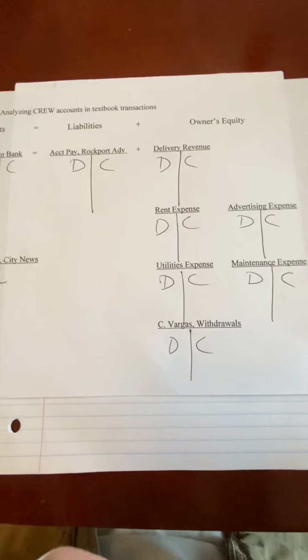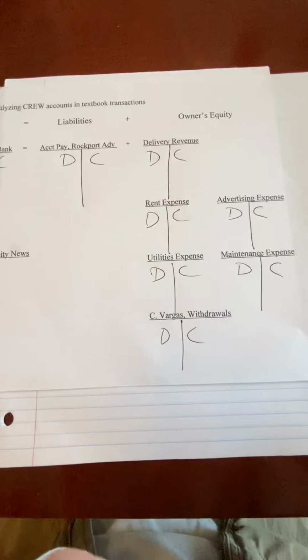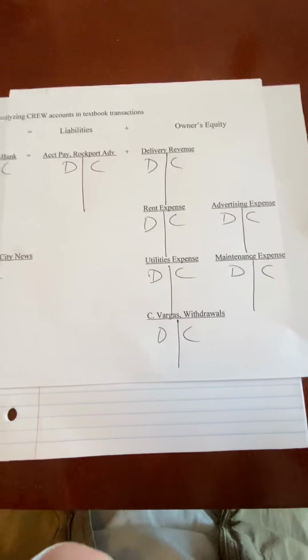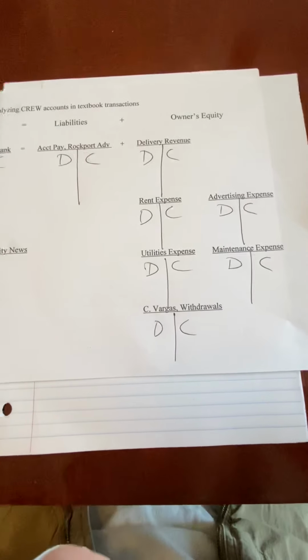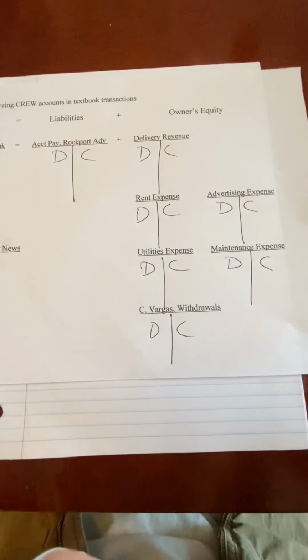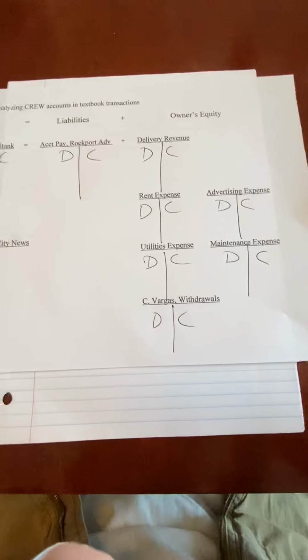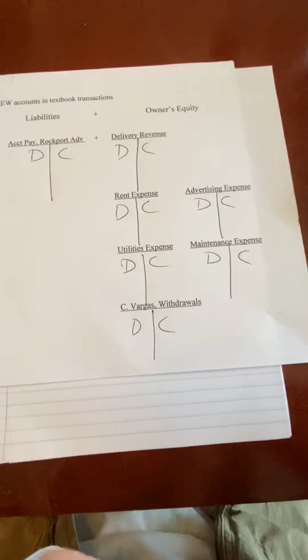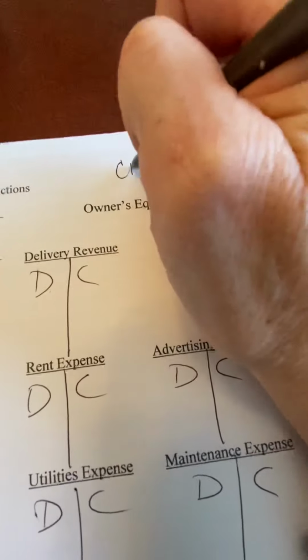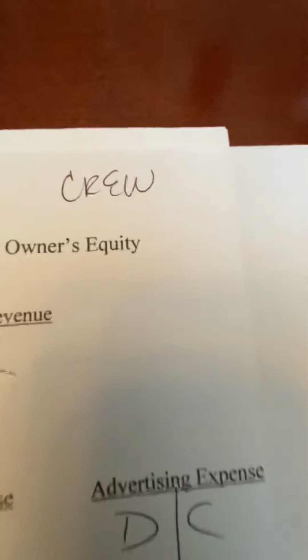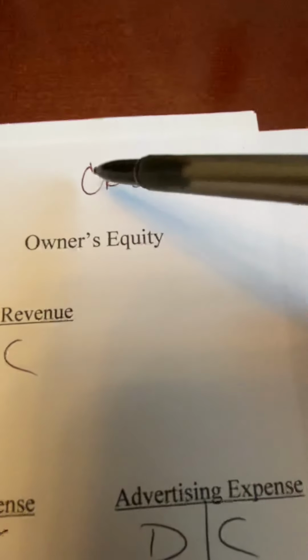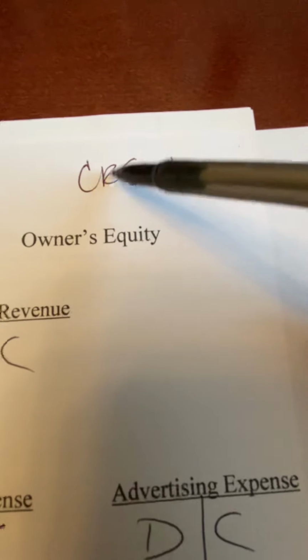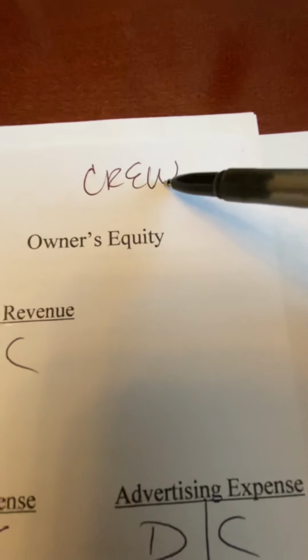Okay, everyone, we're going to look at how we record on a T-chart using our crew accounts. Owner's equity is now going to be broken down into 4 different accounts, and that's why we call them the crew accounts. We take the word crew, and so we have capital, revenue, expense, and withdrawal.